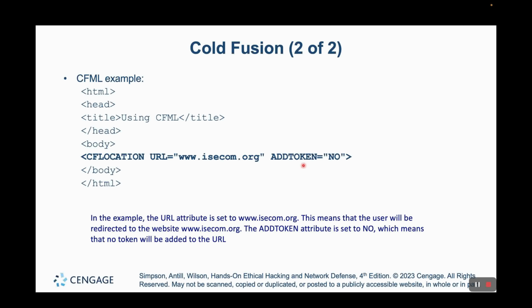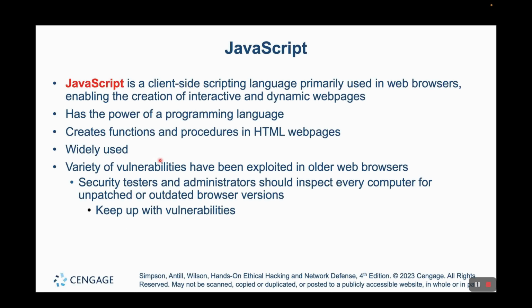And just by the way, a token is a unique identifier that is used to track the user's session. Keep in mind that CFLOCATION is a very powerful tool that can be used to control the flow of an application built using ColdFusion. You could use it to redirect users to different pages, applications, or domains, of course, depending on the needs of the application.